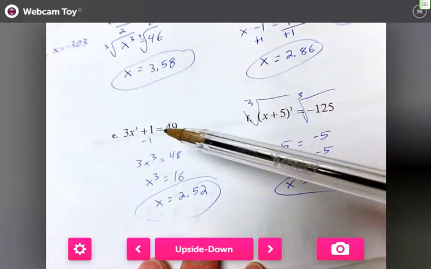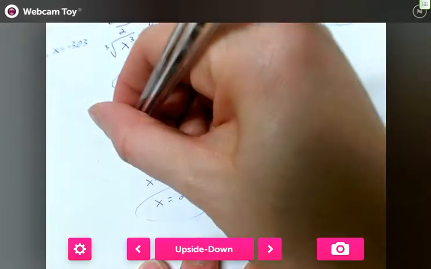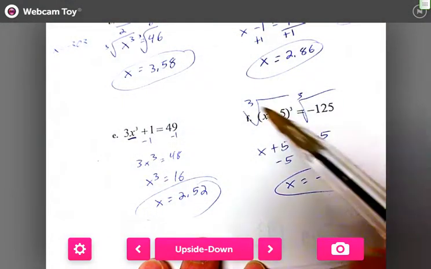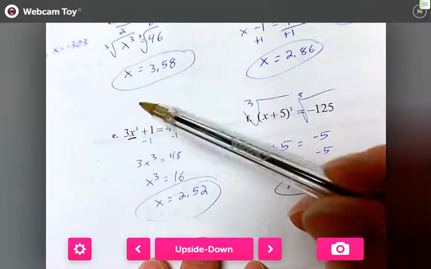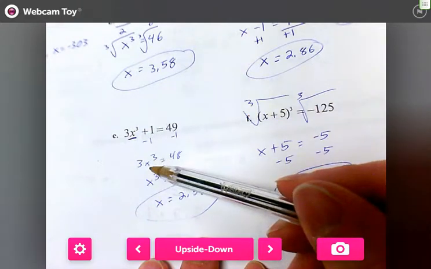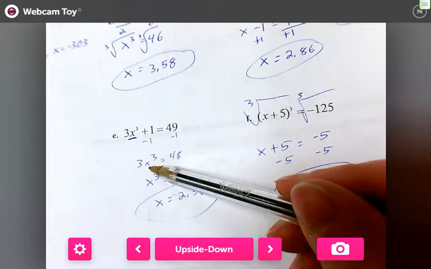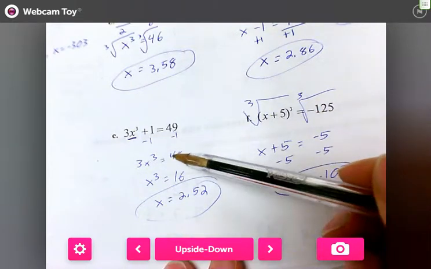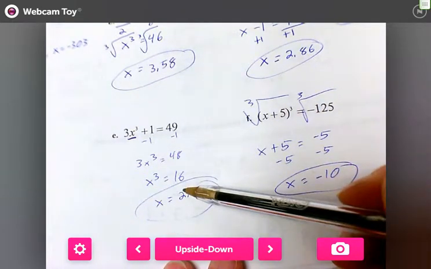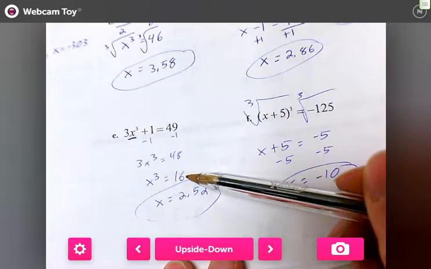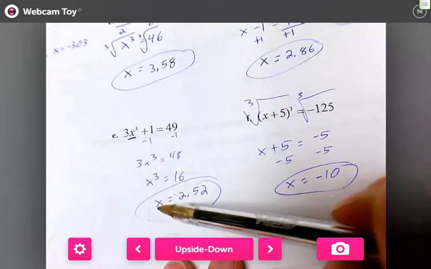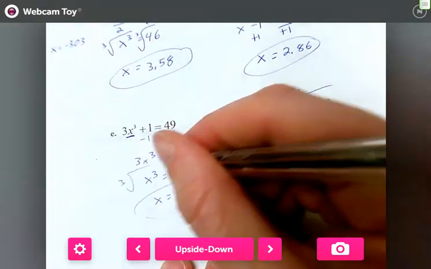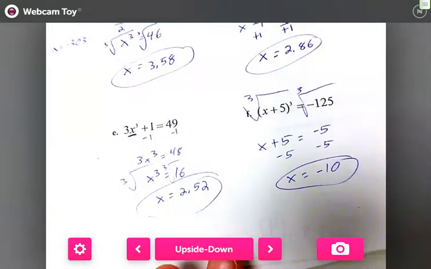For E, remember, I'm trying to get this x by itself. So first I'm going to subtract 1 from both sides. I get 3x to the third equals 48. I divide both sides by 3. I get x to the third equals 16. Then I take the cube root of both sides, and I get x equals 2.52.